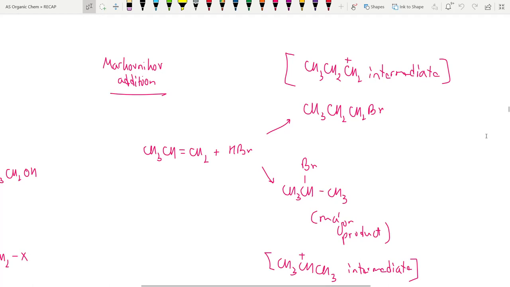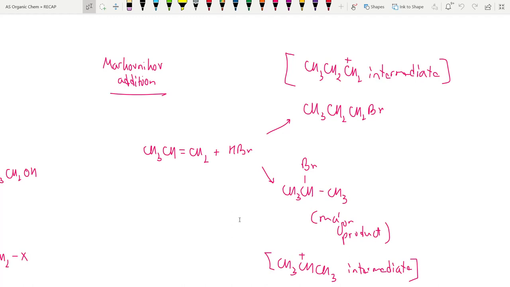Basically, we can either get 1-bromopropane or 2-bromopropane. In Markovnikov addition, we have two possible routes. Either from propene, we can get 1-bromopropane or 2-bromopropane. But 2-bromopropane is the major product at around 70 to 80%.